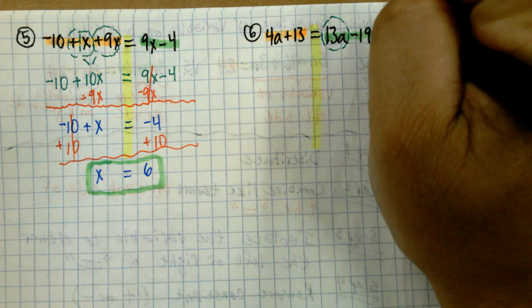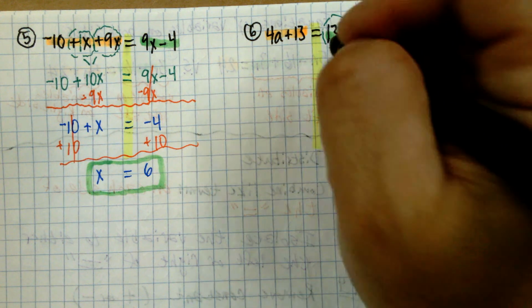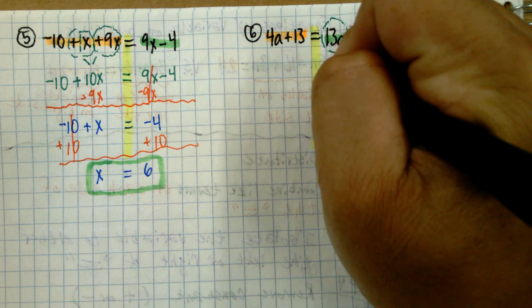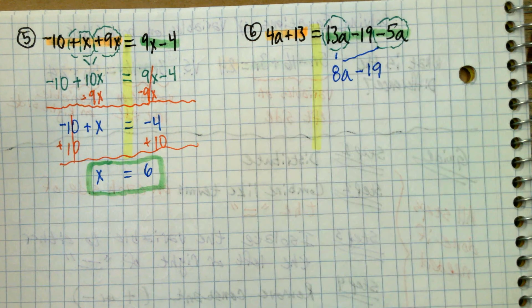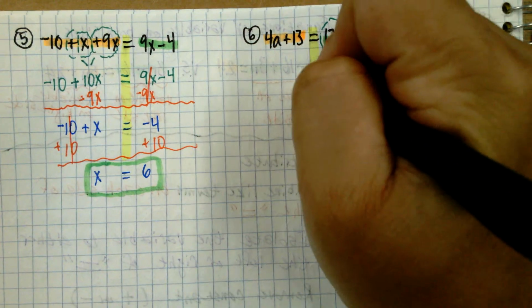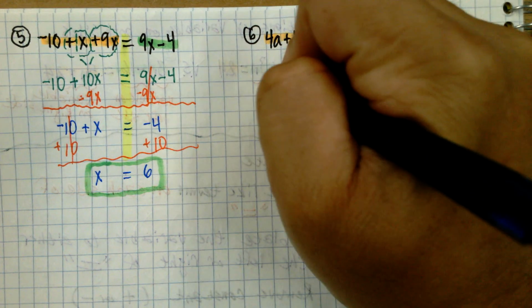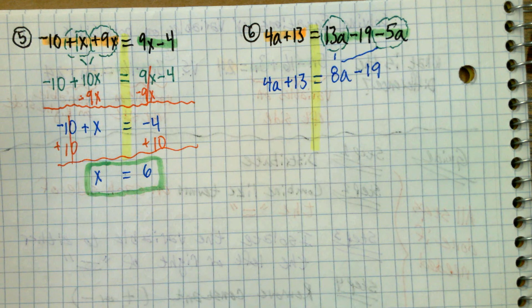That's the same as saying 13 take away 5. So if I have 13 and I subtract 5, what do I get? 8. So this is all going to become just 8a minus 19. Bring down that minus 19. And on the other side, we have 4a plus 13. Okay, there we go. 4a plus 13 equals 8a minus 19.